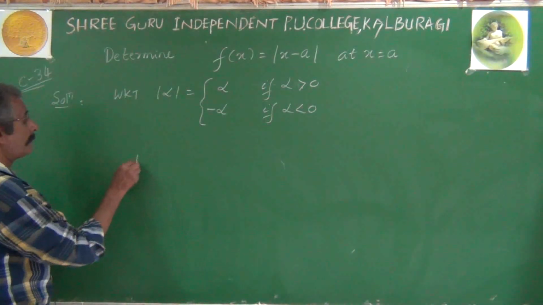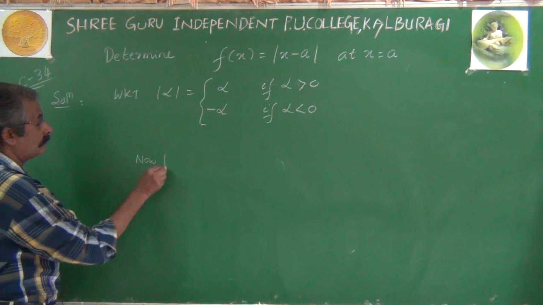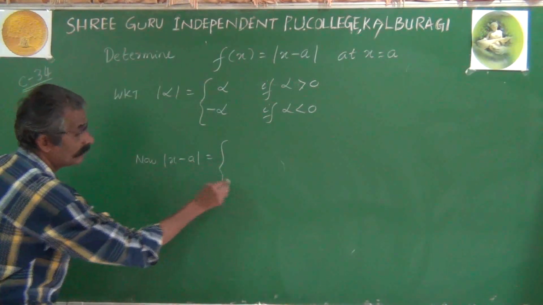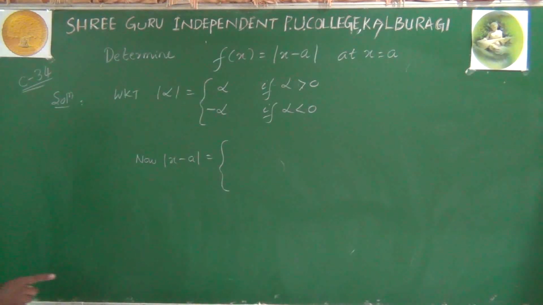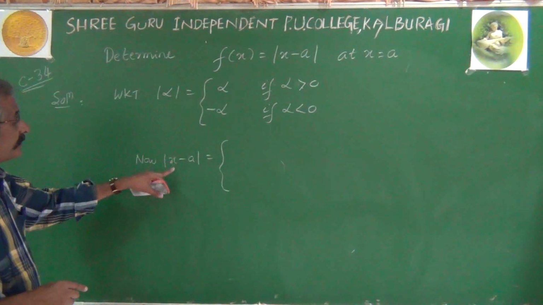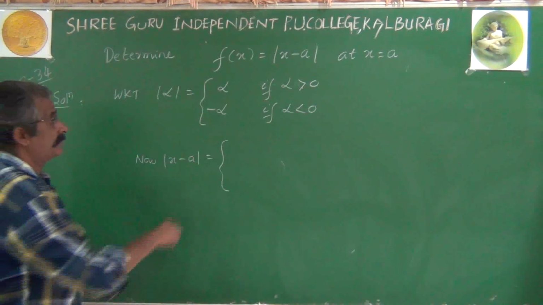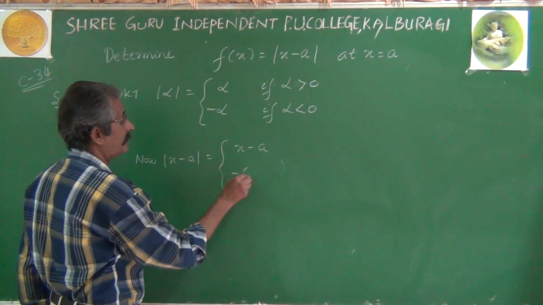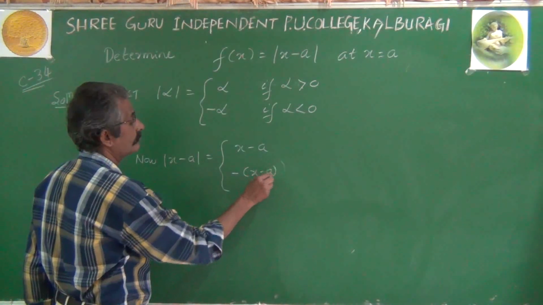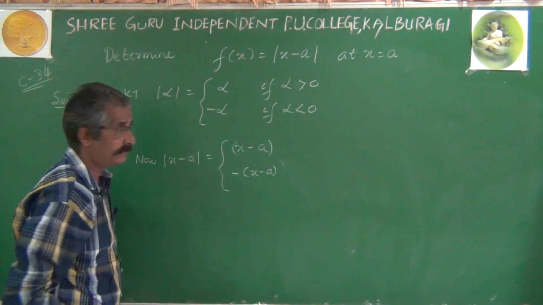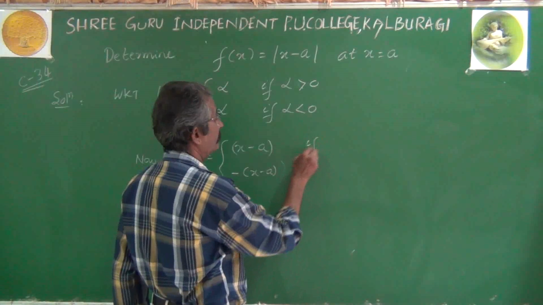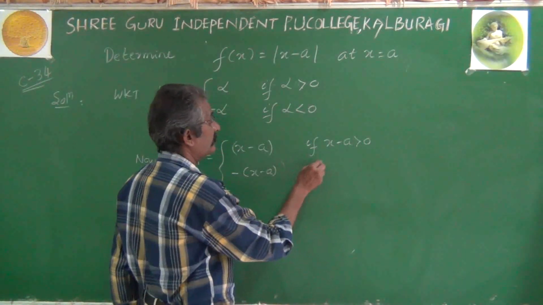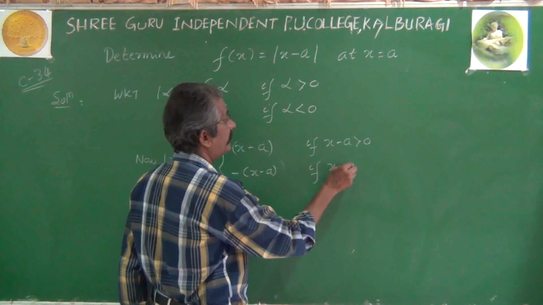So now mod x minus a equals, observe, in place of alpha we have the term x minus a. So here I should write x minus a as the first value, and minus of x minus a as the second value: x minus a if x minus a is positive, and minus of x minus a if x minus a is negative.